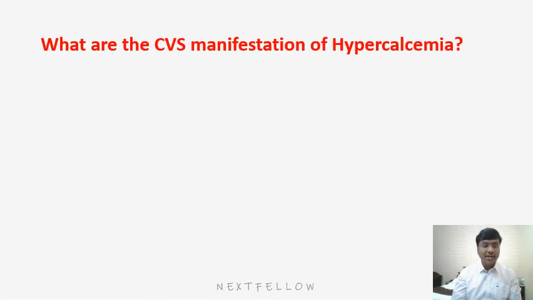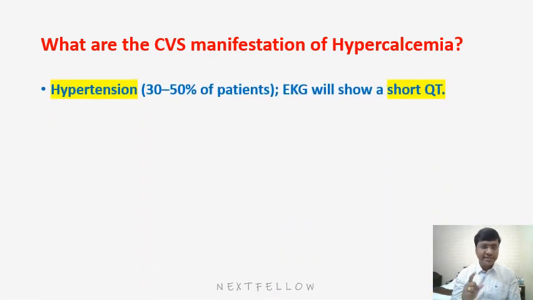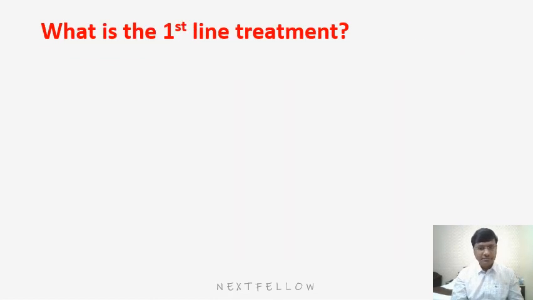Now, what are the cardiovascular manifestations of hypercalcemia? Let me tell you, there will be hypertension in almost 30 to 50% of individuals. And if you take the QT interval, the QT interval will be shortened in these patients with hypercalcemia. Now, whenever there is hypercalcemia, how do you treat? What will be the first line treatment? Let me tell you, your main aim is to flush out the calcium.